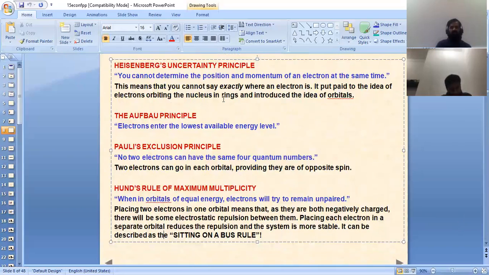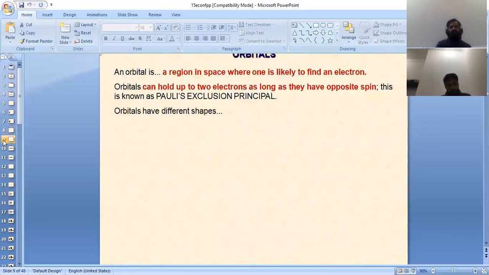Okay, let's take the next slide. So finally, whenever we define orbital, we will say a region in space where finding the electrons is probably more possible. Meaning the probability of finding the electrons is highest. We will not say that exactly this is the location of the electrons. We will say where most probably the electrons are. Then we will say this is the orbital.